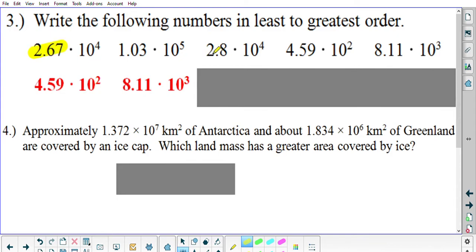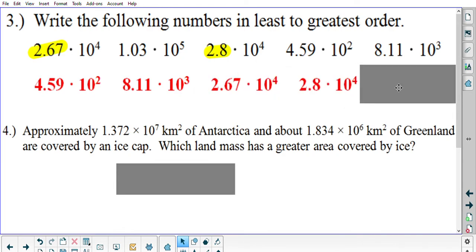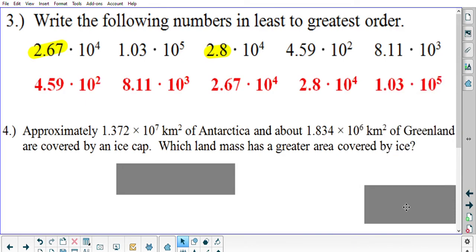2.67 is smaller than 2.8 because 2.8 is the same as 2.80. 2.67 is smaller than 2.80. And so that's why next is 2.67 times 10 to the fourth, then 2.8 times 10 to the fourth, and finally we finish off with the one that was times 10 to the fifth power, which is 1.03 times 10 to the fifth power.